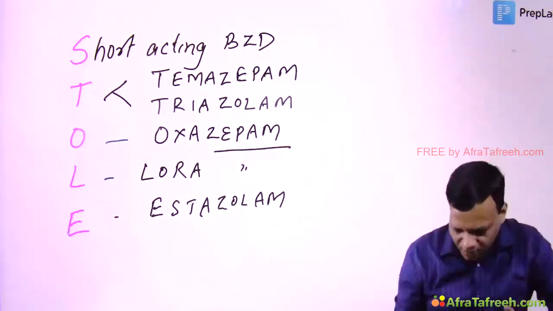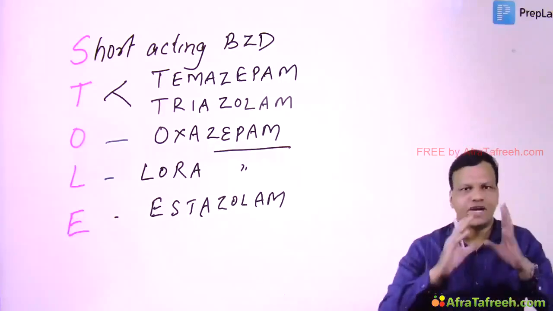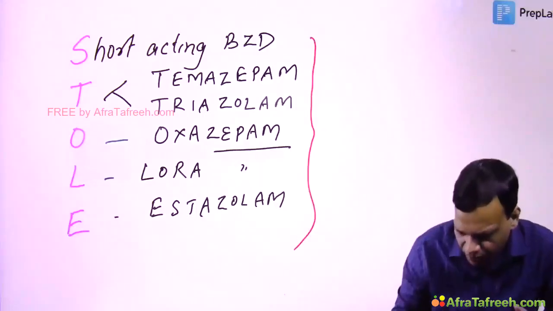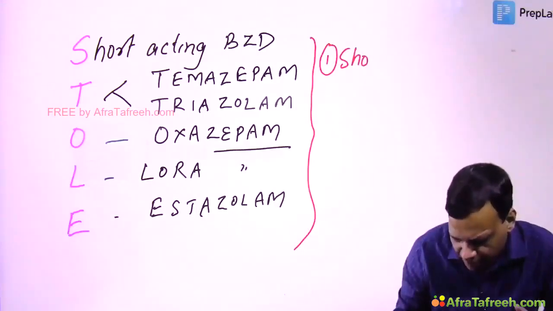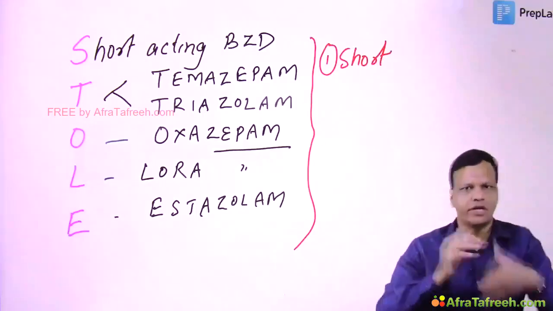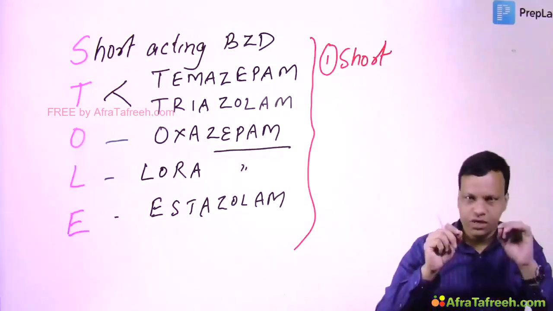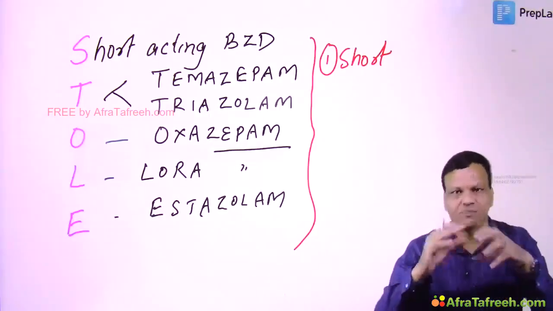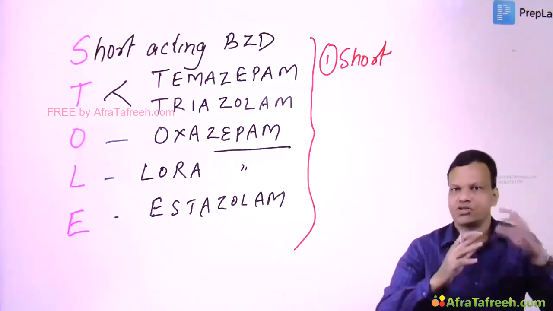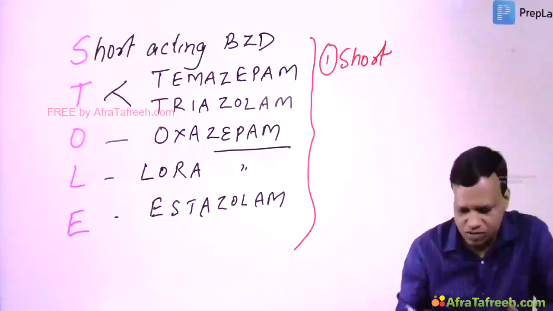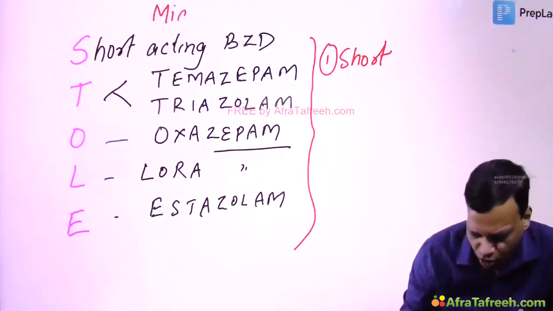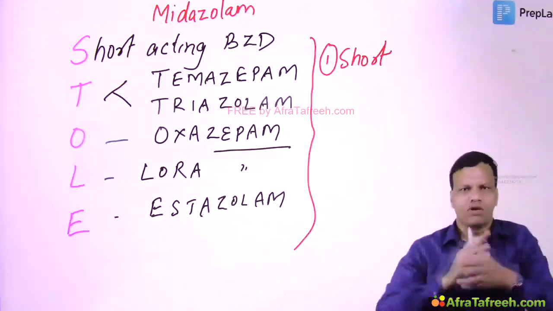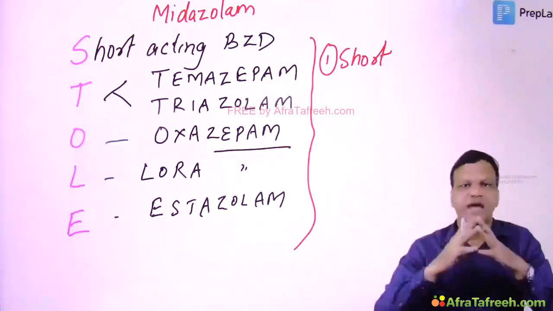So you can remember 5 important MCQs by remembering this mnemonic. Number 1, which of the following is a short acting benzodiazepine? The answer will be STOOL drugs. But be very careful, the shortest acting benzodiazepine is not in this group, because that shortest acting benzodiazepine is mainly used in case of epilepsy, in seizures. So that is midazolam. So overall shortest acting benzodiazepine is midazolam. It is used for seizures and for anesthesia.